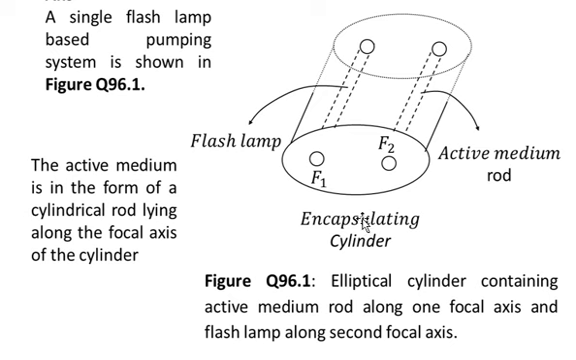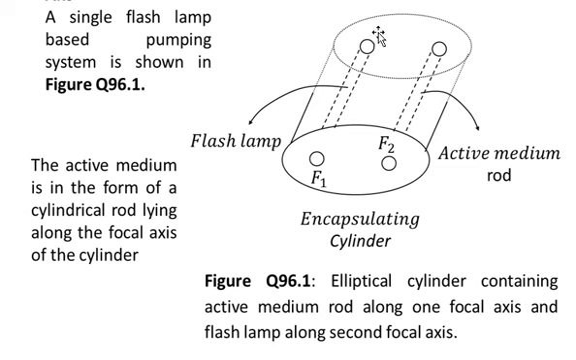So you can see that this is an encapsulating cylinder. The cross section of this cylinder is elliptical. So this is elliptical in shape. And this cylinder, being elliptical, has two foci. One is F1, the other is F2.